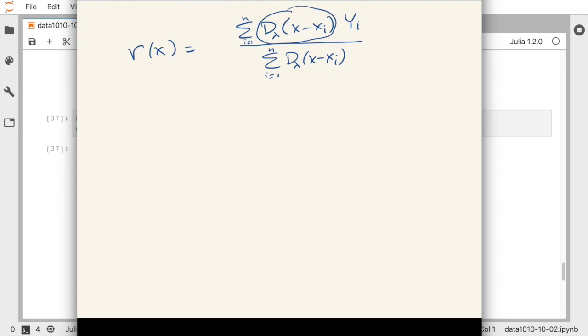Lastly, the regression function associated with a kernel density estimator, called the Nadaraya-Watson estimator, is obtained by taking an average of all the yi's with weights given by the kernel function evaluated at the corresponding x position.